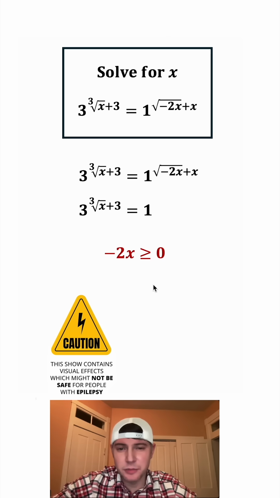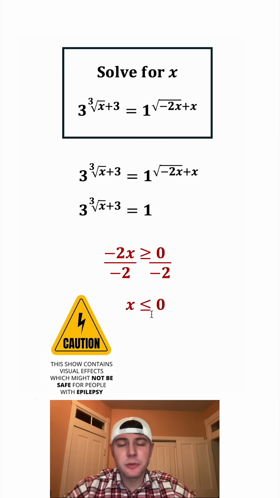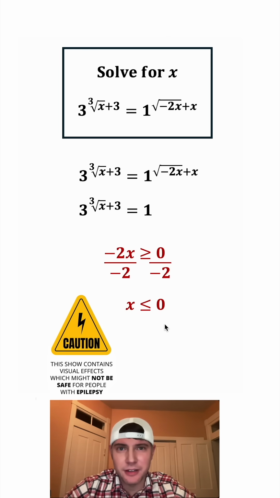Let's solve for x. We can divide both sides by negative 2. On the left-hand side, we have x, and then the sign is going to change directions. And 0 divided by negative 2 is 0. So whatever answer we get, we know it has to be less than or equal to 0, or the whole thing will be undefined. This looks important. Let's put a box around it.